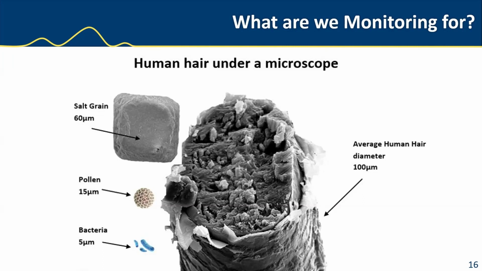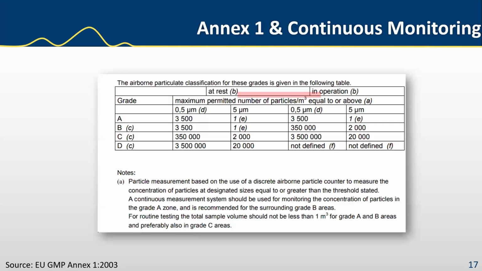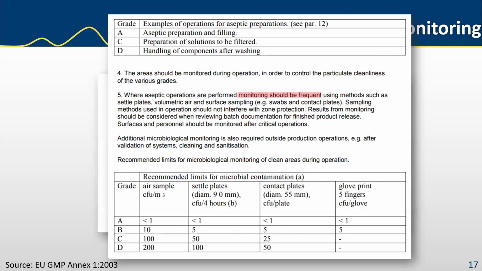But the trends are moving towards removing the contaminators, the people, out of the clean room. So continuous monitoring is nothing new in EU GMP Annex 1, and the requirement goes back as far as 2003. In 2003, the guidelines were for particulates using particle counters. Looking at the 2003 guide, it talks about monitoring should be frequent.